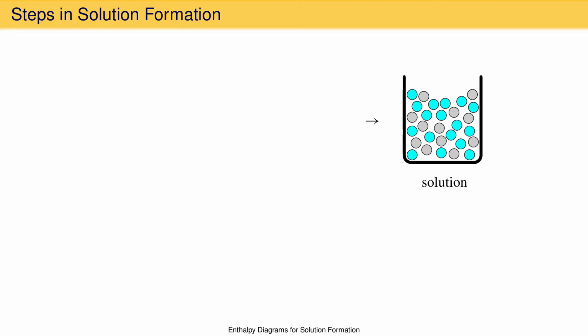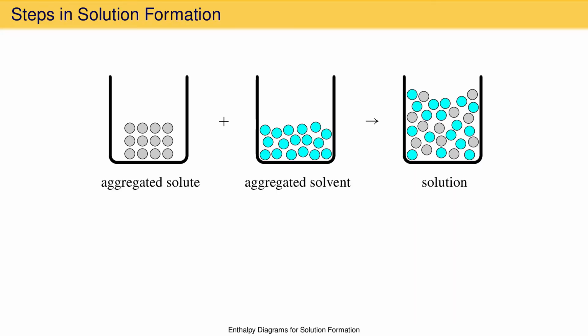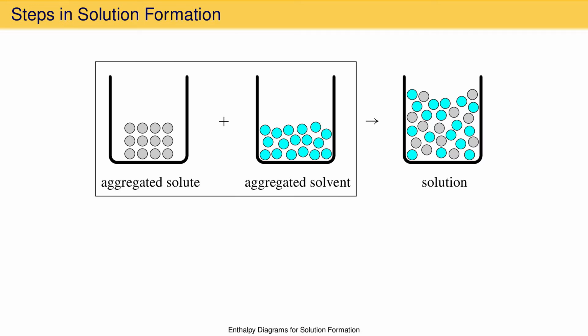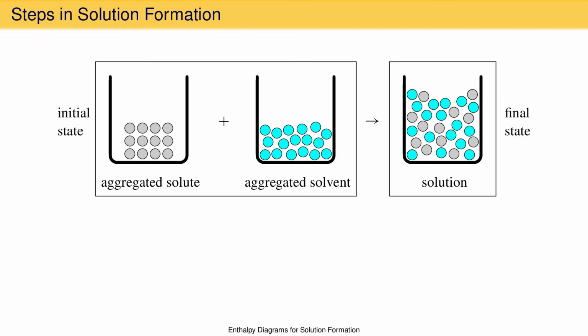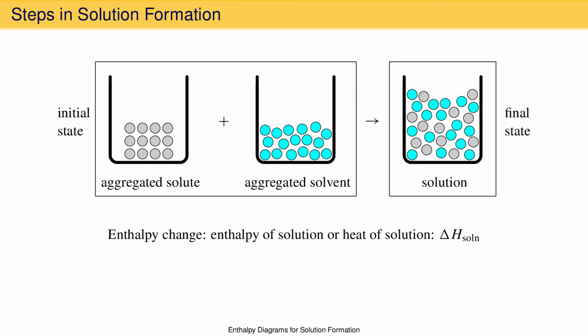A solution is formed when aggregated solute is combined with aggregated solvent. An example is combining solid sodium chloride with water to make a saltwater solution. Together, the solute and solvent before they are mixed is the initial state, and the solution is the final state. The enthalpy change that takes place during this process is called the enthalpy of solution or the heat of solution, and is given the symbol delta H sub SOLN, which most people just call the heat of solution.